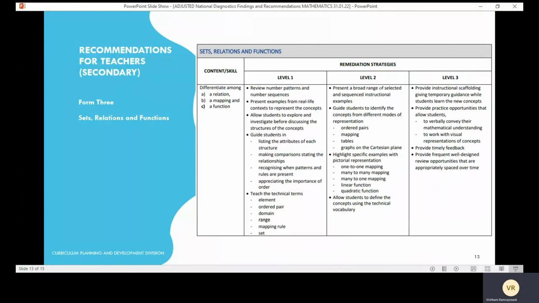At the third level, provide instructional scaffolding, giving temporary guidance while students learn the new concepts. Provide practice opportunities that allow students to verbally convey their mathematical understanding and to work with visual representations of the concepts of relations and mappings and functions. Provide frequent, well-designed review opportunities that are appropriately spaced over time.